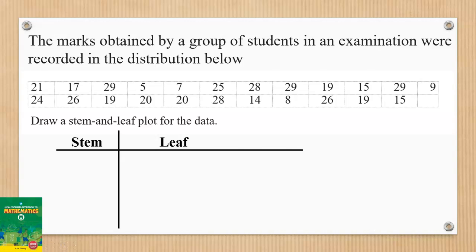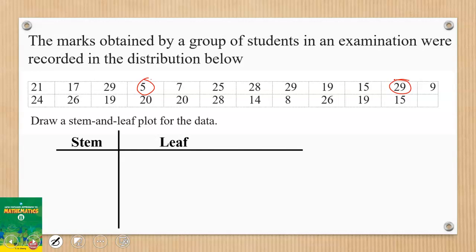Let's say we have a question like this: the marks obtained by a group of students in an examination were recorded in the distribution table below. And so these are the results of the examination. We have to draw a stem and leaf plot for the data. What we have to do first is to locate the smallest number. You can see here is 5, and I think the largest number could be 29.